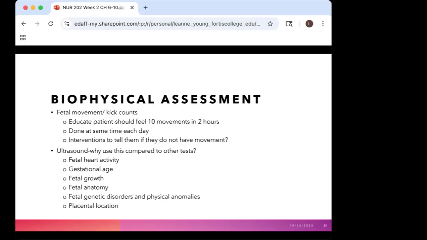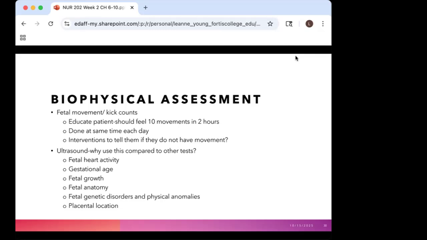So a biophysical assessment that you're going to want to do on high risk patients, really any patient, is you're going to be talking to them a lot about fetal movement and kick counts. This isn't going to happen until a little bit later in the pregnancy. This is not anything you're going to be going over with a patient in their initial prenatal exam or education because it's going to be a lot of information that they're getting.